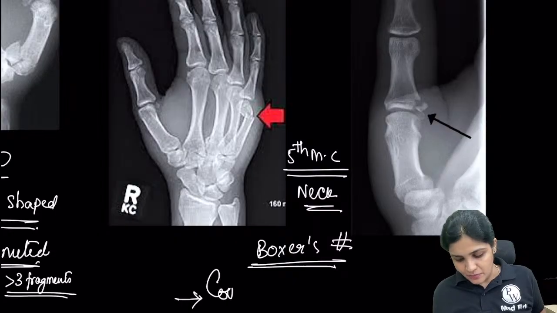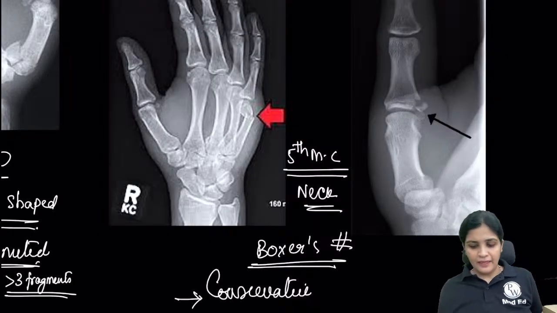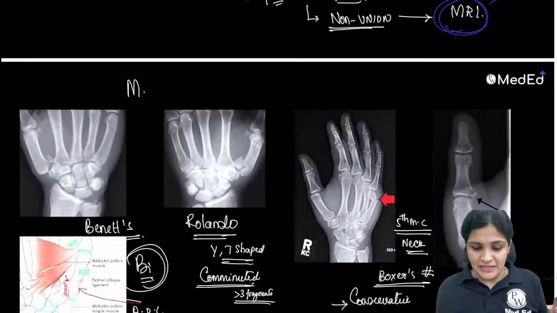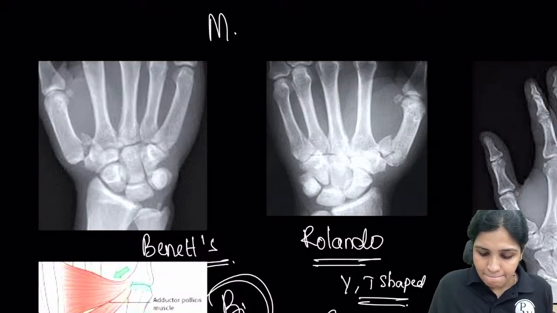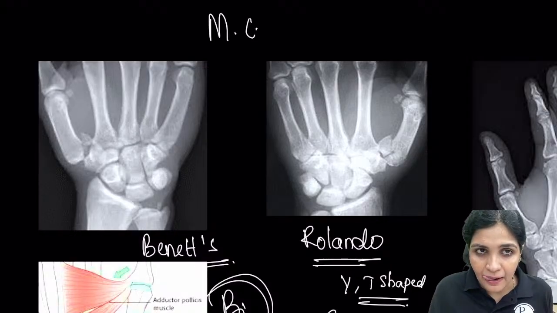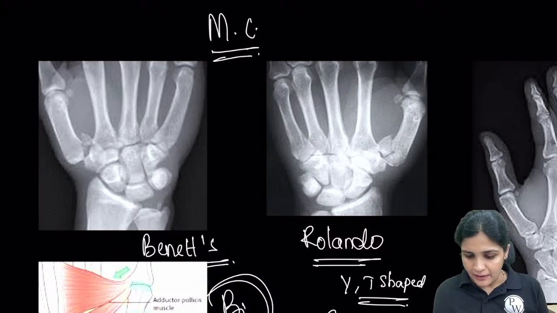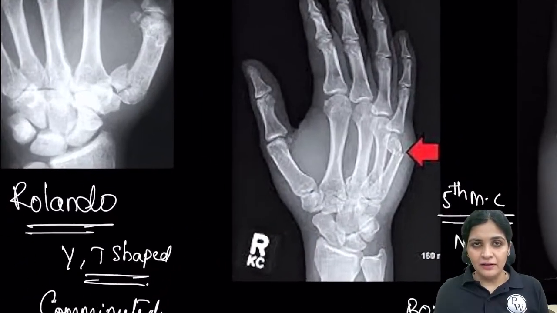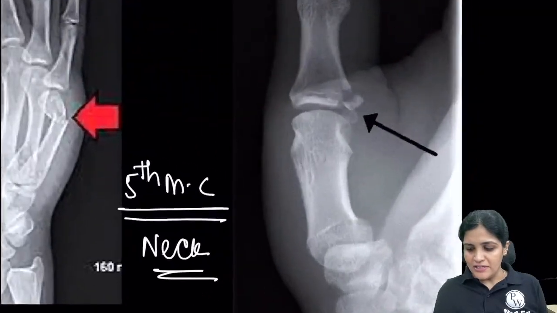You can treat it conservatively, or you can go for pins, K-wires. 5th metacarpal is boxer's. First thumb is Bennett's. Don't get confused. This is the metacarpophalangeal joint, and this is the neck of the 5th metacarpal. Then what is this?